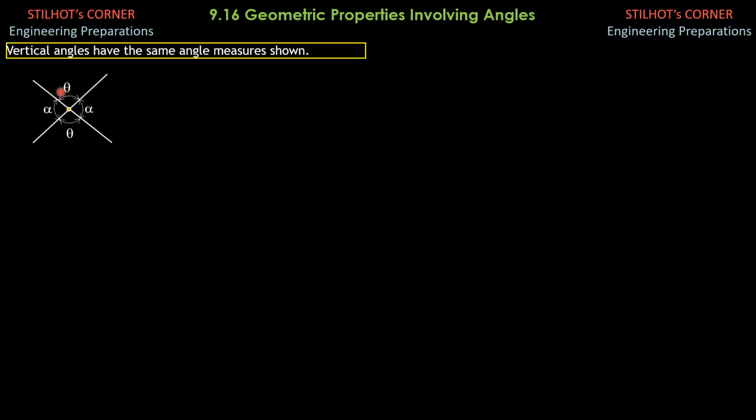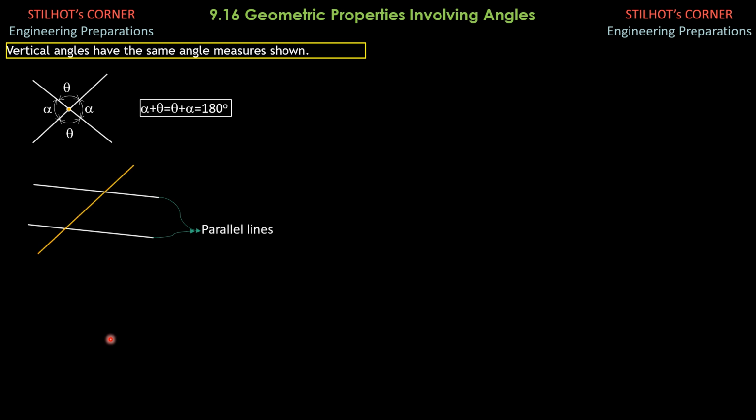Notice that the sum of the angles theta and alpha forms a straight angle, and the straight angle is 180 degrees. Therefore, theta plus alpha equals alpha plus theta equals 180 degrees. Then we have two parallel lines, and the line that intersects the two parallel lines is called a transversal. Then we have equal angles formed here, and a straight line angle again.